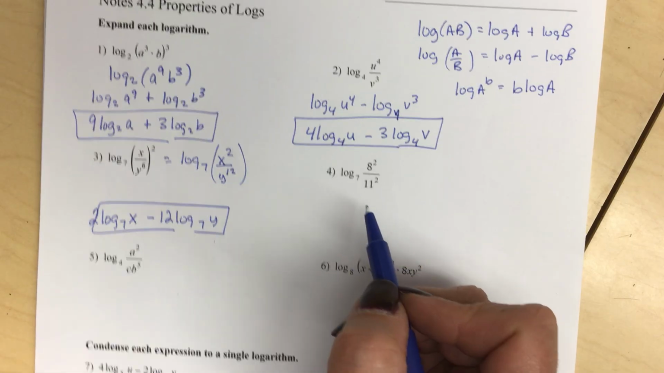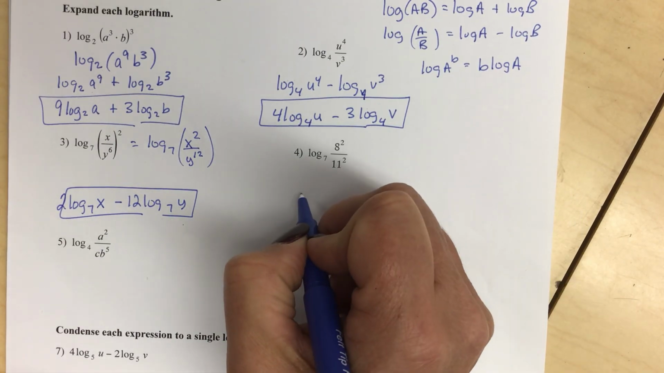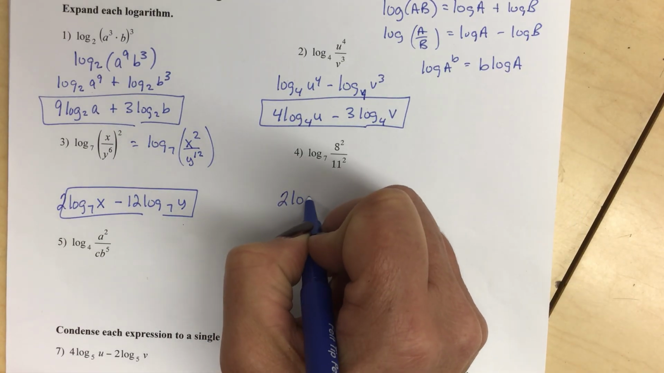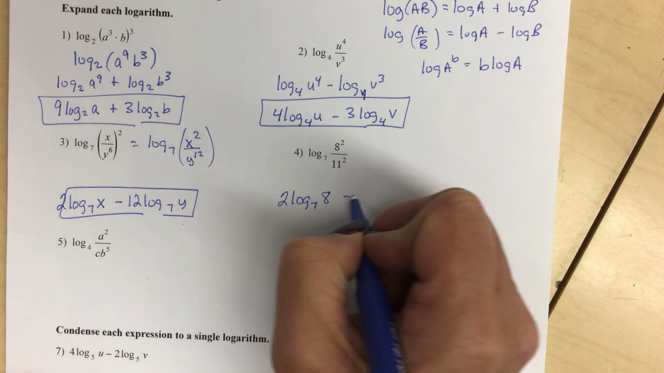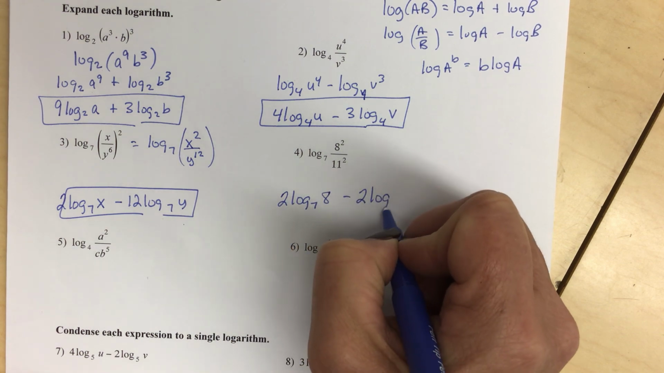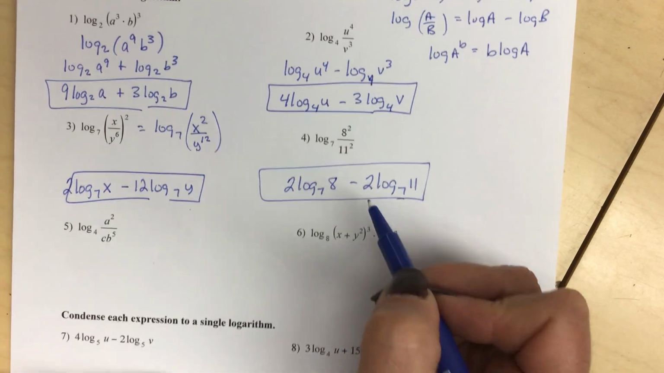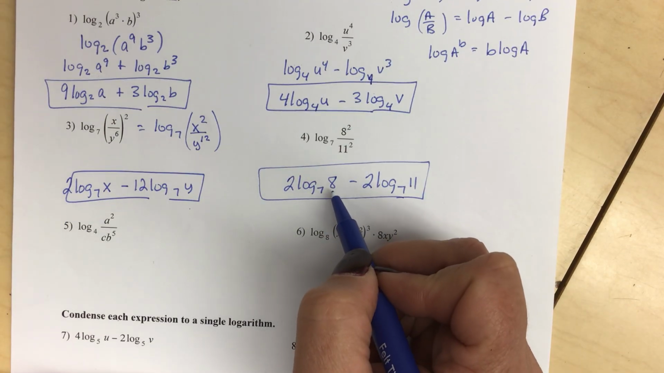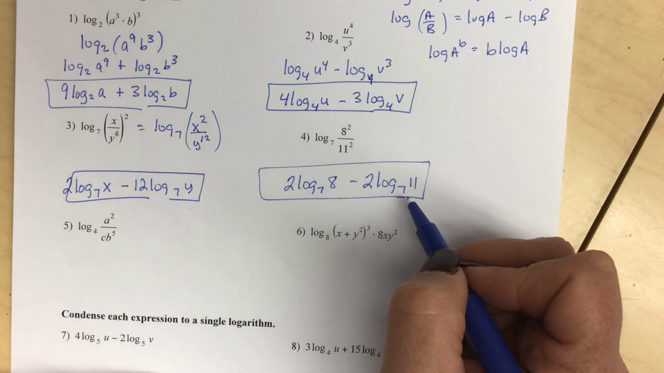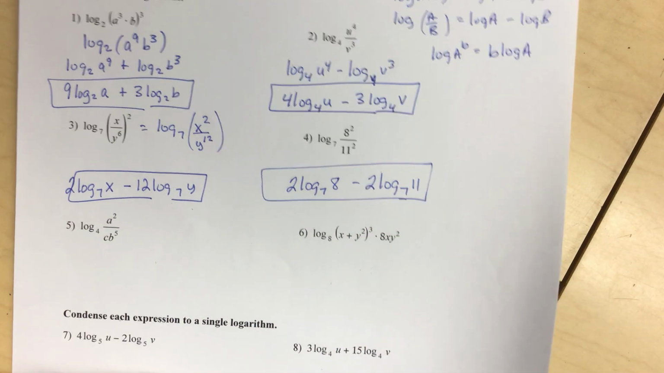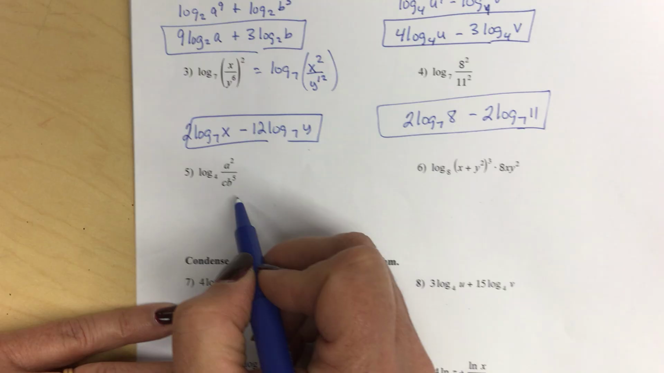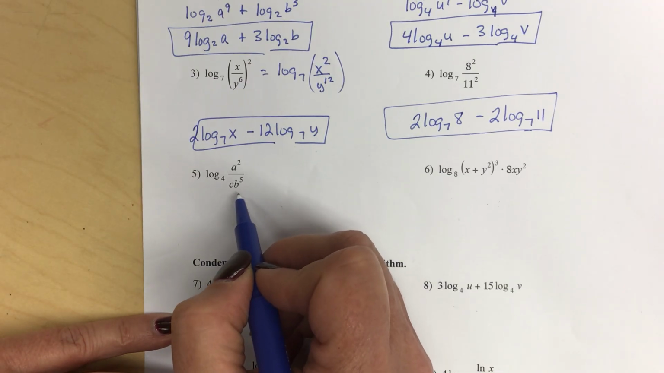Over here you have numbers, but you do it the same way. So this would be 2 log base 7 of 8 minus 2 log base 7 of 11. And because those don't simplify, you don't do anything with it. Like log base 7 of 8 is a decimal, log base 7 of 11 is a decimal, so you just leave it like that.